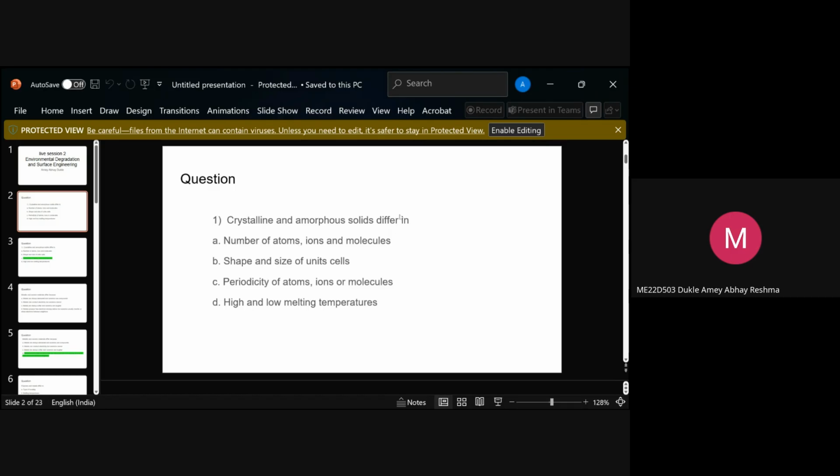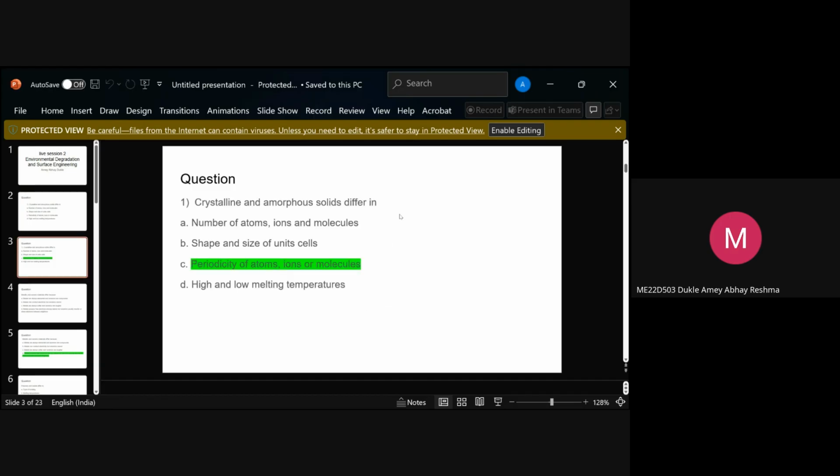So the first question is: crystalline and amorphous solids differ in number of atoms, ions, and molecules, shape and size of the unit cells, periodicity of the atoms, ions or molecules, high and low melting temperature. So, basically, in a crystalline structure, the crystal structure is very well defined. So, the periodicity of atoms.